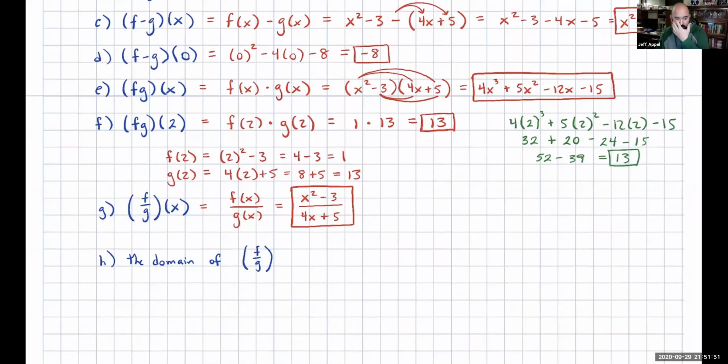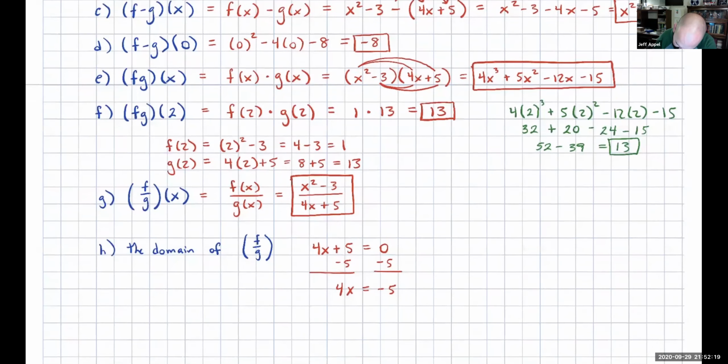The function that we're using, we found up in part G. So the denominator that we have is 4x plus 5. Take your denominator of 4x plus 5 and set that equal to 0, and then solve for x. To solve this for x, we would subtract 5 on both sides. We would get 4x equals negative 5, and then divide both sides by 4. So you get x equals negative 5 over 4.